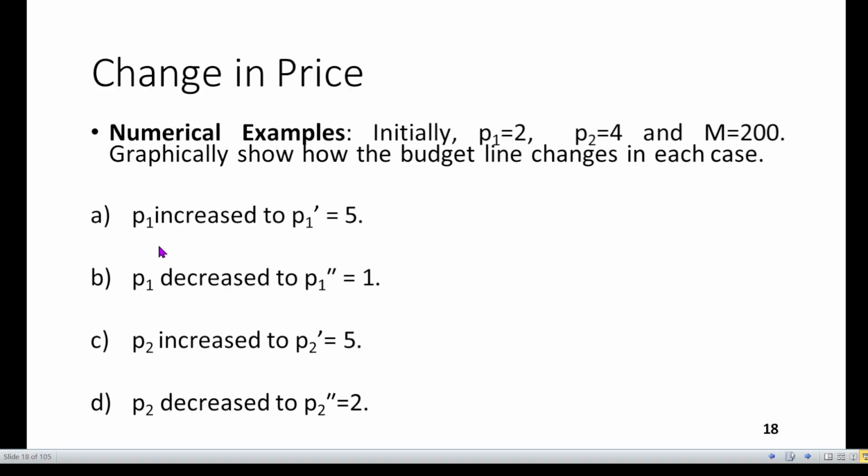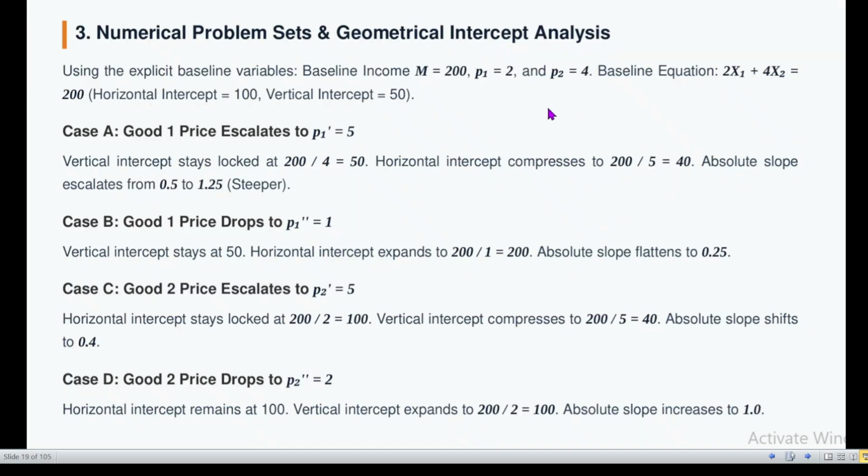The baseline equation for this mathematical problem is 2 times x1, where x1 means good 1, plus 4 times x2, where x2 means good 2, which is equal to 200. 200 means the budget, or the disposable income, or nominal income. The horizontal intercept is 100 and the vertical intercept is 50. Now, let us see each scenario, or each case, individually.